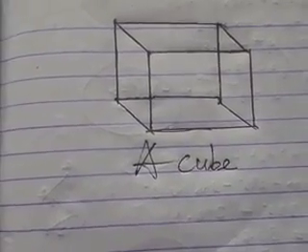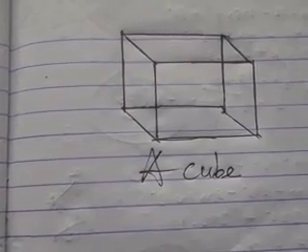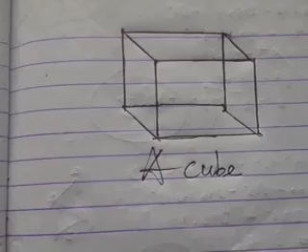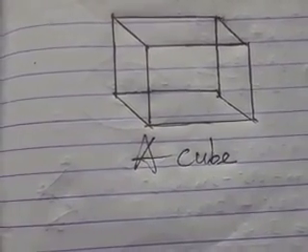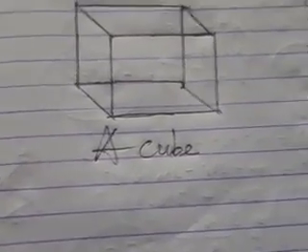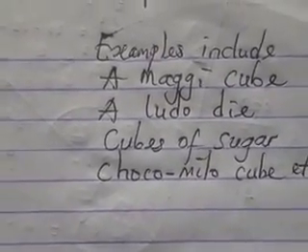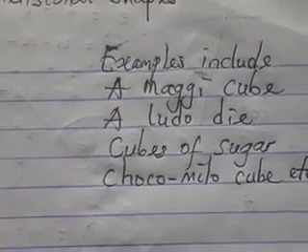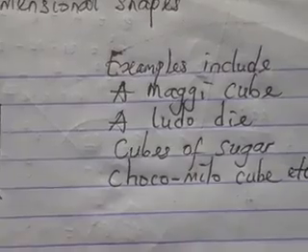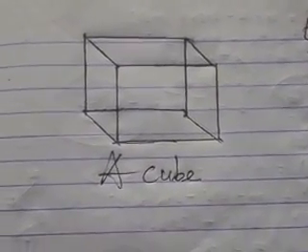We have the Ludo die, that one that has numbers on it, 1, 2, 3, 4, 5, 6, going around. So a Ludo die is an example of a cube. We have cubes of sugar, and we have this thing that children usually like, this Choco Milo cube that they usually lick. It looks like chocolate. Yeah, it's an example of a cube. Maggi cube, Ludo die, cubes of sugar. So they are examples of a 3-dimensional shape.